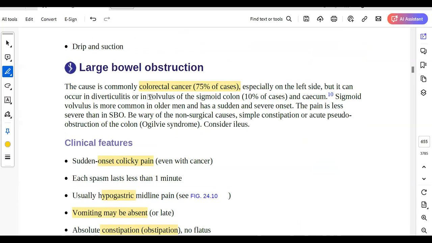What else can cause it? Sometimes sigmoid volvulus or cecal volvulus can also cause it. Sigmoid volvulus is common in older patients, and it is quite sudden and severe in onset. Whereas a patient with colorectal cancer who gets large bowel obstruction, it's a bit of an insidious onset. So they have a history of 1 or 2 months of constipation, and then they start to get the pain and everything. So it's an insidious onset in cancer, whereas if it is a volvulus, it becomes very sudden and severe. And it is common in dementia patients or nursing home patients who are bedridden.